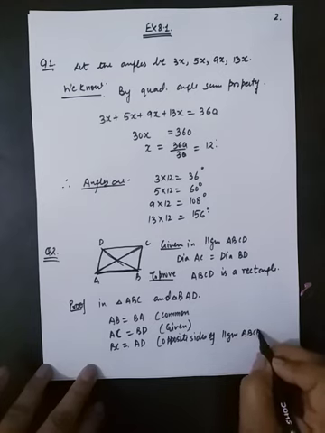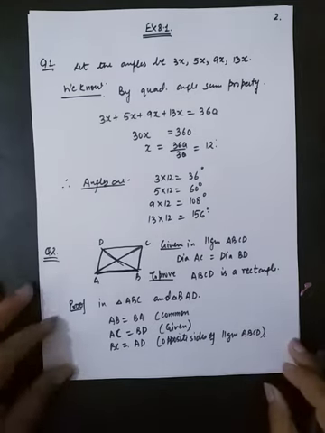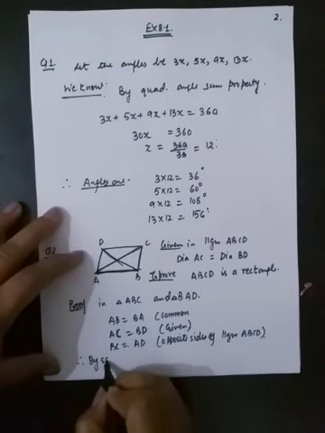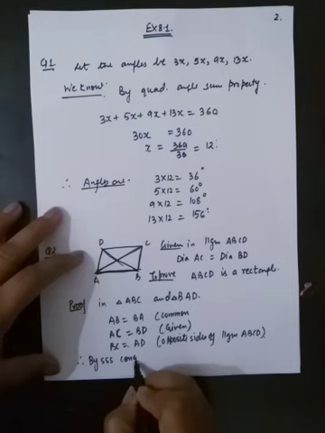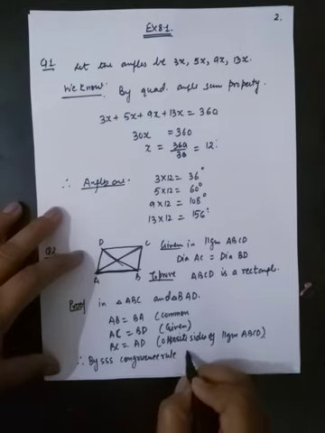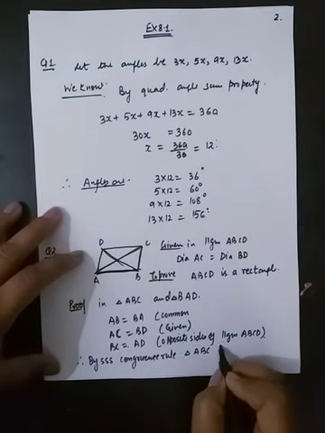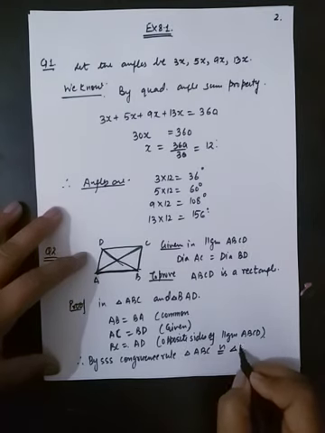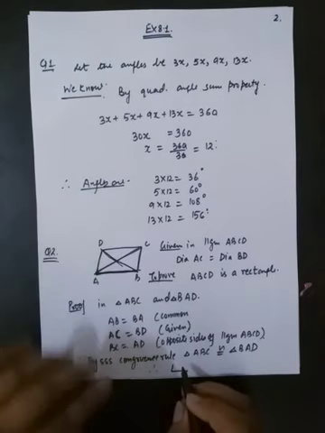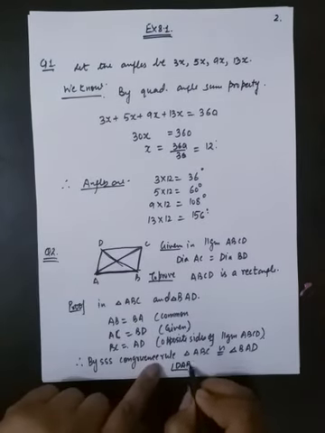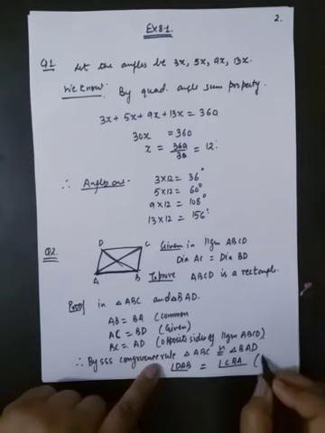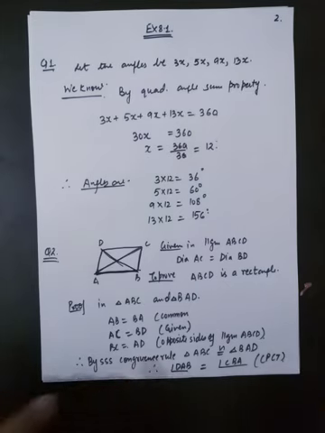So by SSS congruency rule, triangle ABC is congruent to triangle BAD. So we get angle DAB is equal to angle CBA by CPCT.